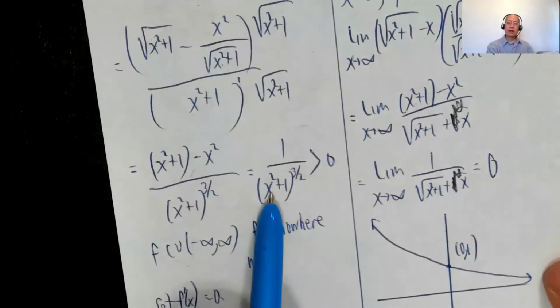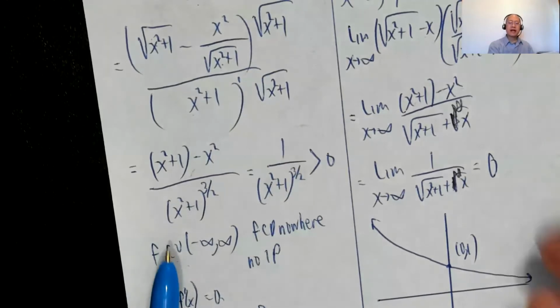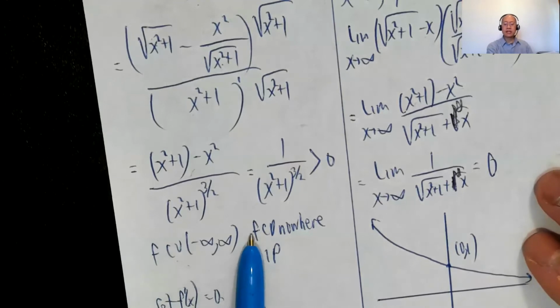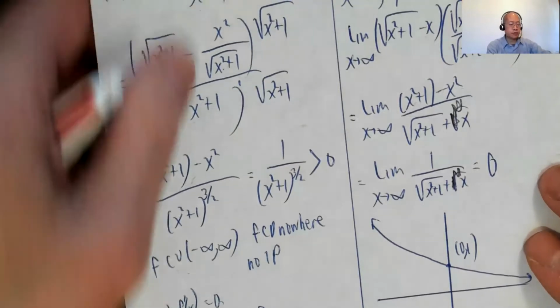And I notice no matter what I plug in, this is positive. So F is automatically concave up everywhere, and it's concave down nowhere because it never changes concavity. So automatically I have no inflection point.